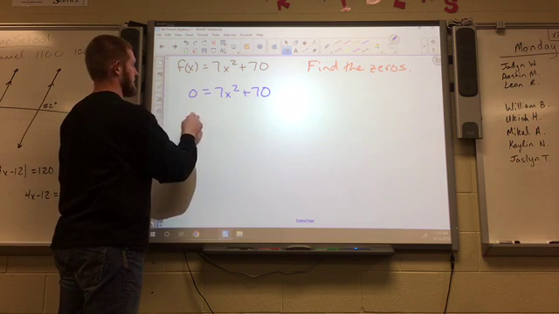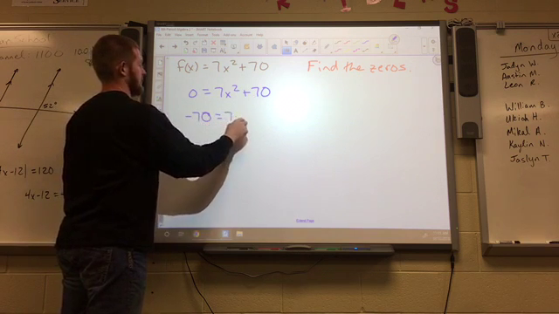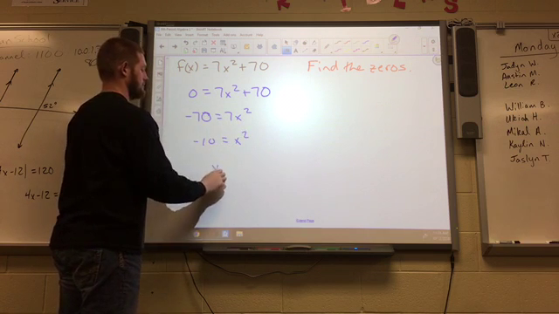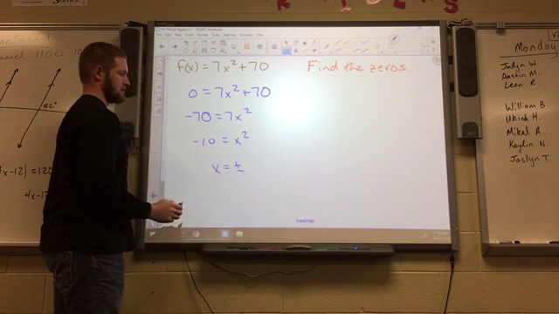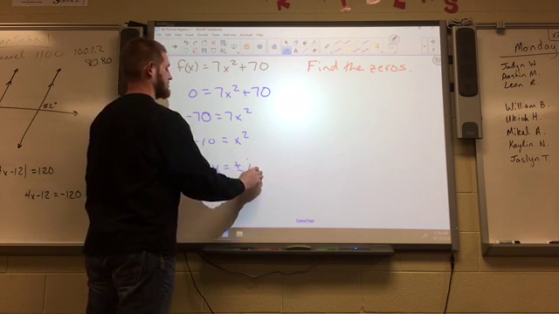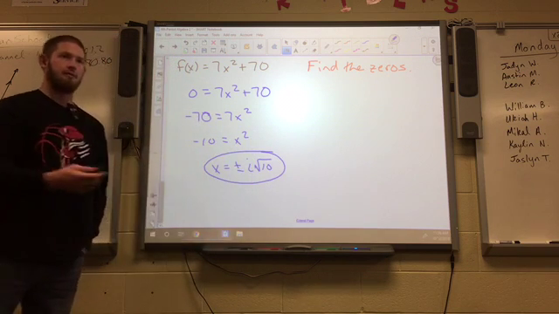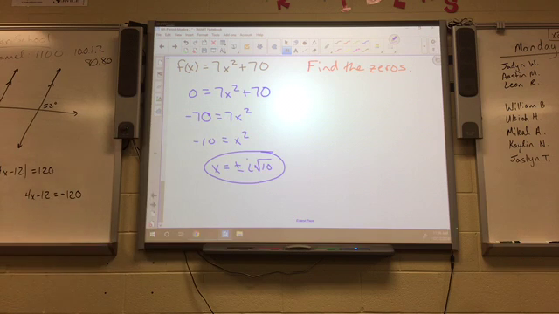So I subtract 70: negative 70 equals 7x squared. Negative 10 equals x squared. x equals plus or minus what? i square root of 10. Some of us skipped that step, but it would be the square root of negative 10, right? And we take out the i. That's pretty good. Those are the zeros. The zeros are where it crosses the x-axis, which is basically the exact same thing we just found in the last problem. They just worded it differently.